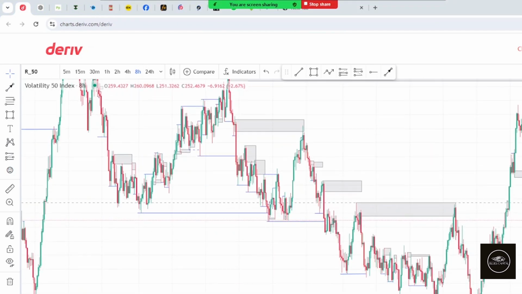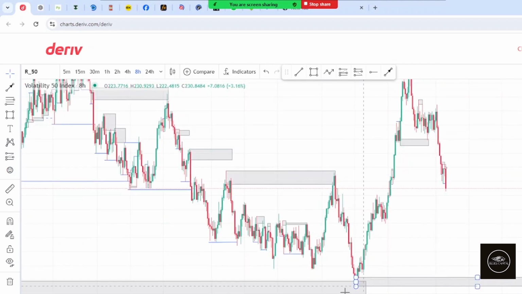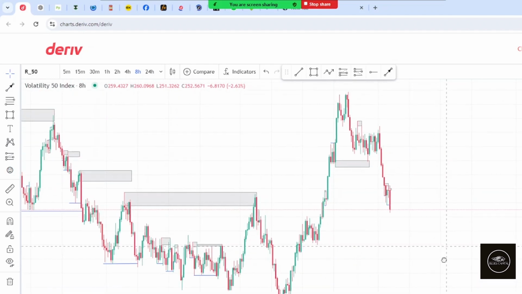So remember, the market did mitigate a higher time frame demand zone. Why I call it a demand zone is, remember, the market is bullish. So in a bullish trend, we call it demand zones. In a bearish trend, we call it supply zones. So that's it. In a bullish trend, we call it a demand zone. In a bearish trend, we call it a supply zone.